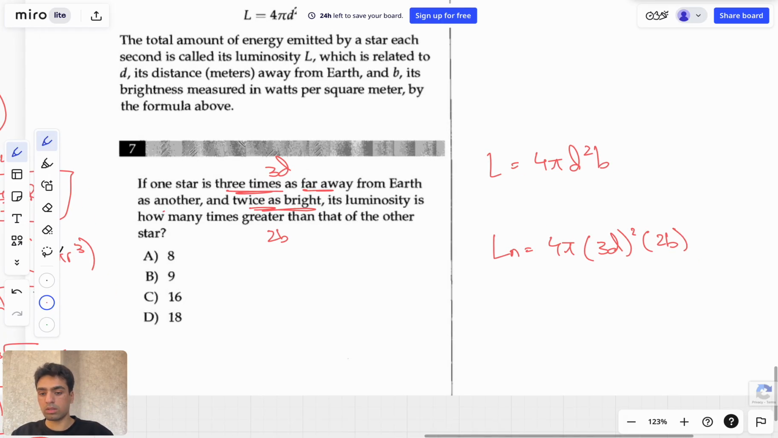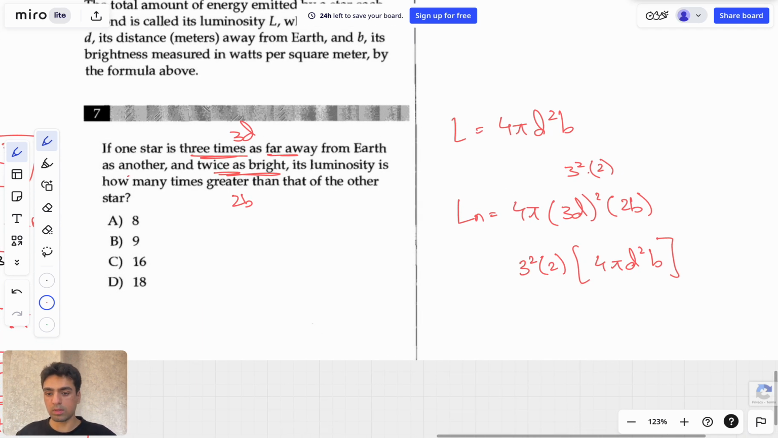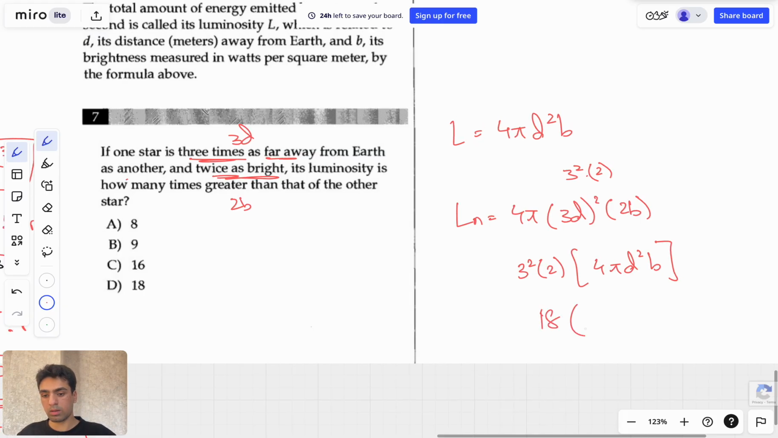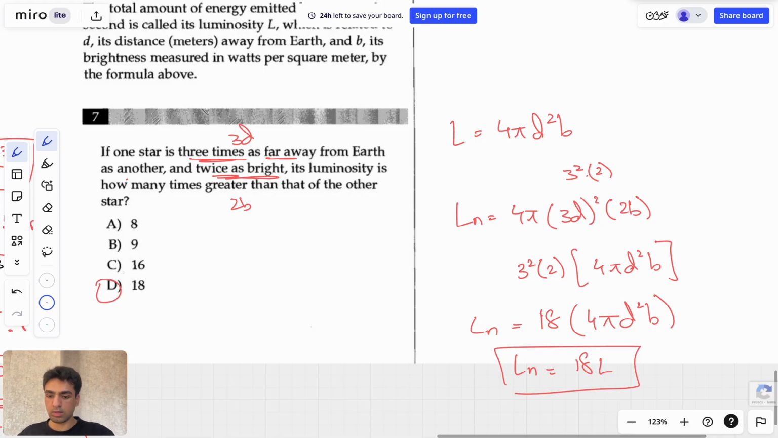You can factor the 3 squared and the 2, right? Because that's what has been included. So you can write this as 3 squared times 2, separate that, and then you can write the formula, which was 4 pi d squared b. I just removed the 3 squared and the 2, because that is what we included. Now if you solve for this, 3 squared is 9, 9 times 2 is 18. So this is 18 times 4 pi d squared b, that's L, so the new L is equal to 18 times the original. So it'll be 18 times that.